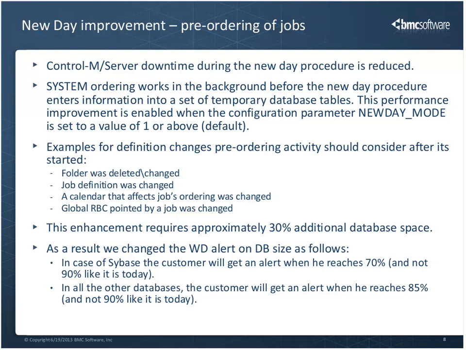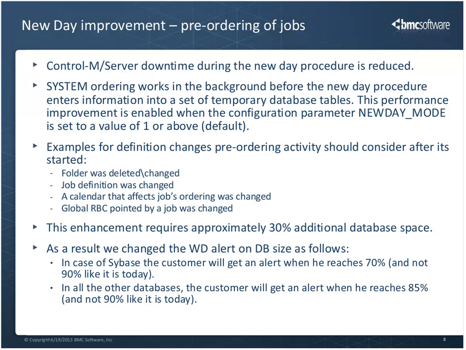Between the time where the pre-order runs and the actual new day happens, we will check to ensure that no folder or job has been deleted or changed, and no calendar or rule-based calendar, regardless of the scope, has been changed. Anything that has been changed will not be pre-ordered in this fashion, but will be marked for manual order during the normal new day processing.